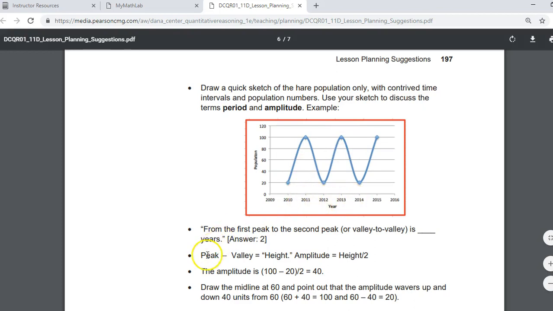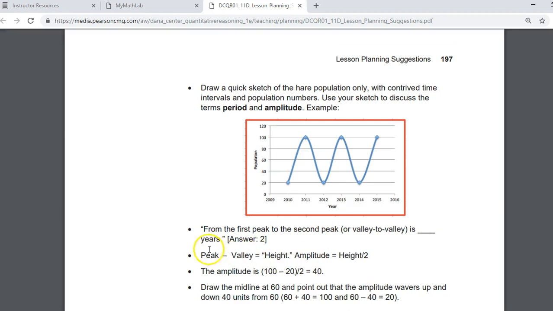In other words, it's taking 2 years to go a complete cycle. If you wanted to go valley to valley, you could do that too, from 2012 to 2014, subtract these. It's taking 2 years to go through a period. But for us to calculate amplitude, we need to subtract a highest point, say a highest point minus a lowest point, and then divide by 2. So the height of our graph divided by 2.